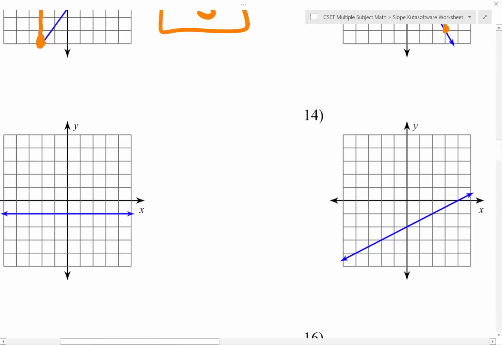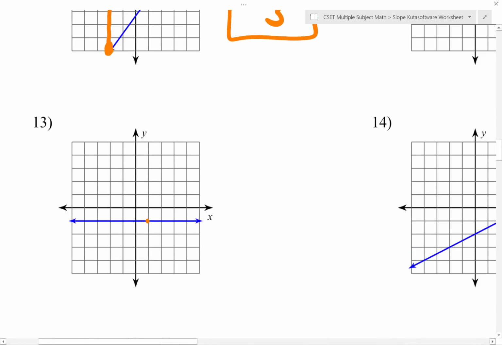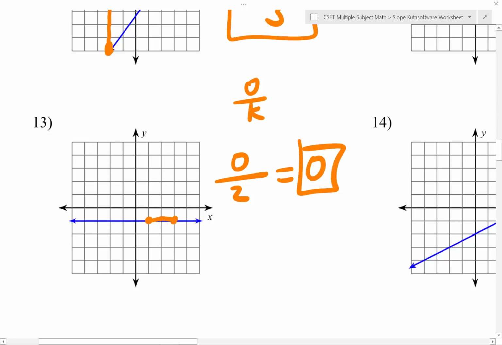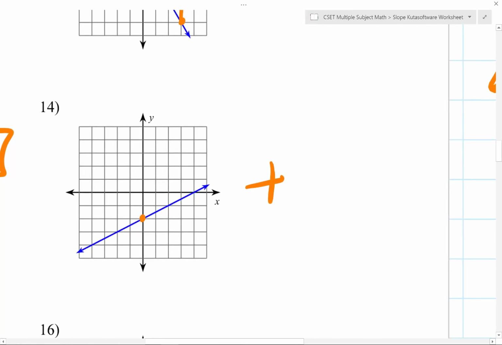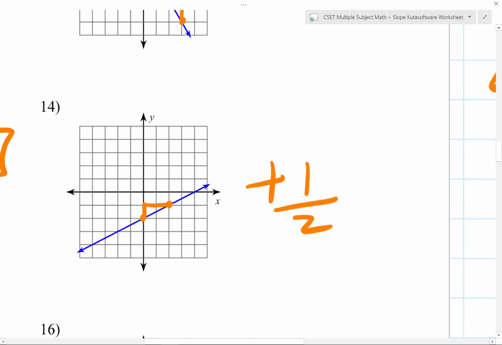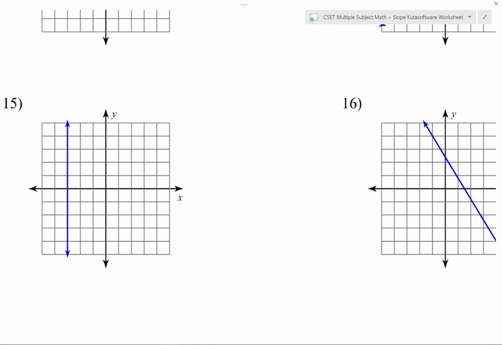We do it again. So again, pick any 2 points. Maybe I'll pick this one and that one. When I rise up 0, right? No rising. But I run 2, and 0 divided by 2, this is okay. That's just 0. We do it again, pick 2 points, that point and that point maybe. Oh, actually there's a closer one. Let's do that one. Up 1 and over 2. There we go. And again, no different.